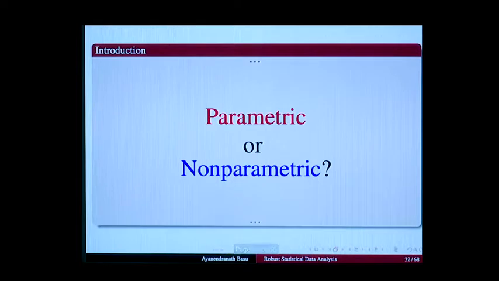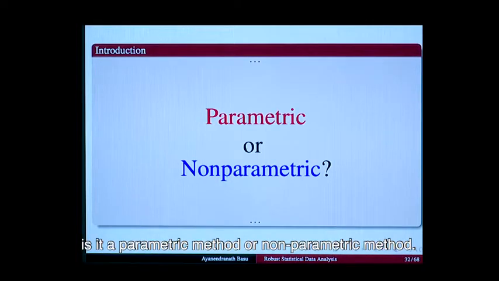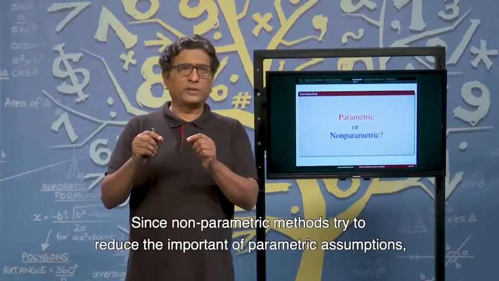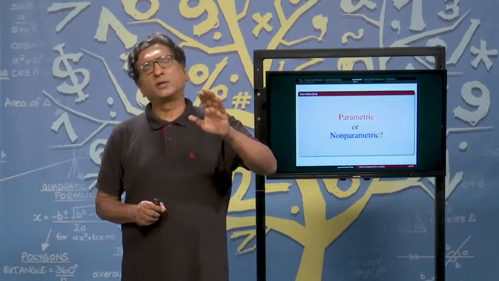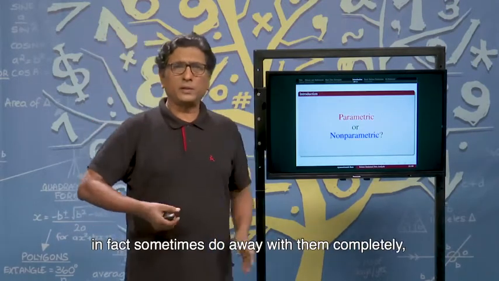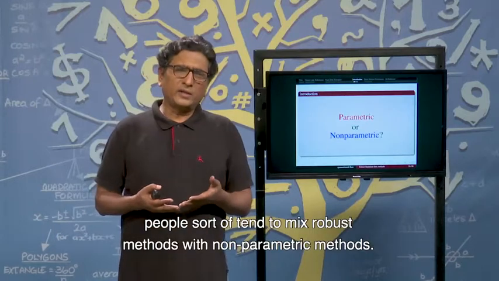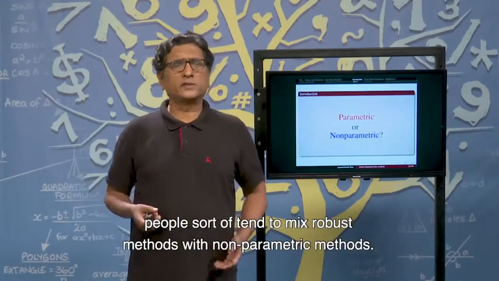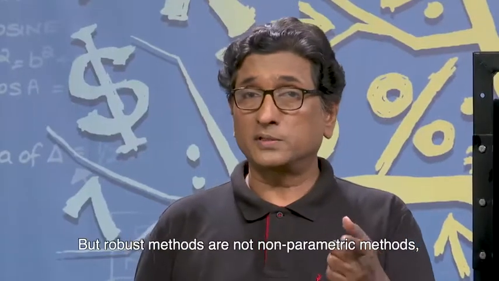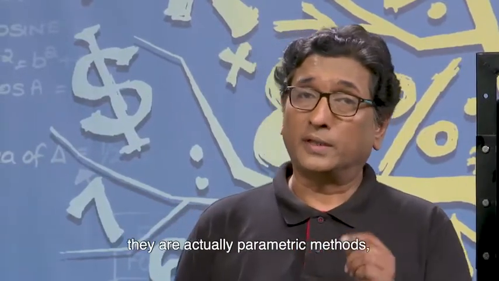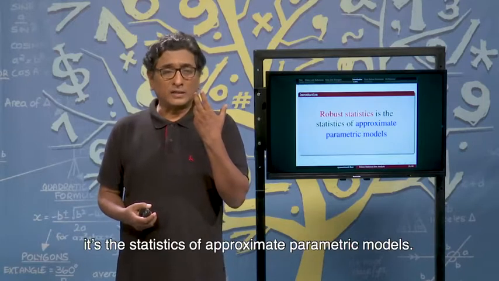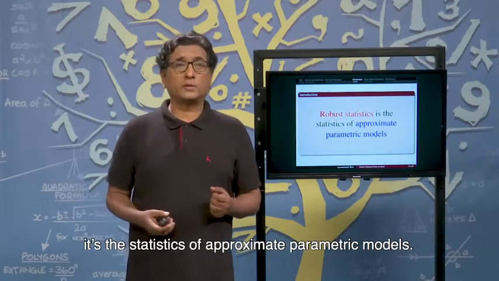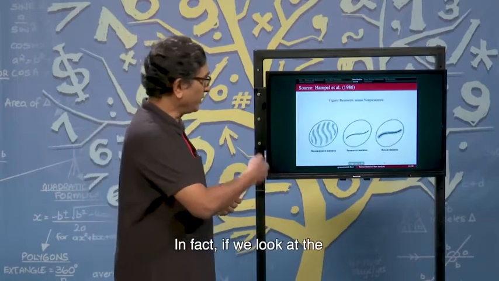In particular, is it a parametric method or non-parametric method? Since non-parametric methods try to reduce the importance of parametric assumptions, in fact sometimes do away with them completely, people tend to mix robust methods with non-parametric methods. But robust methods are not non-parametric methods. They are actually parametric methods, but what robustness people would like to call it is the statistics of approximate parametric models.